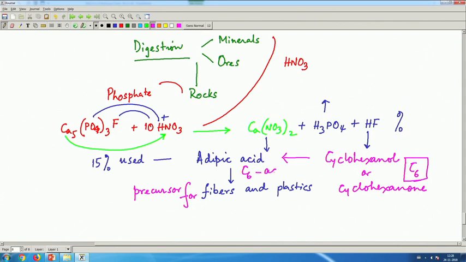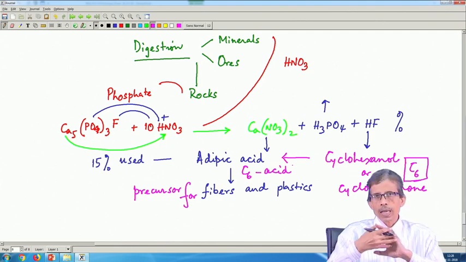which is basically a C6 compound, and that C6 compound is converted to a C6 acid, which is adipic acid. So, nitric acid will be utilized for the oxidation of a ring compound. Cyclohexanol or cyclohexanone is a typical organic ring compound, and that ring we have to cut.